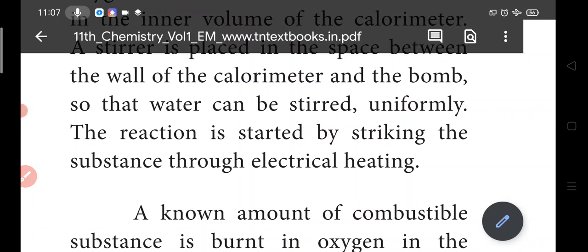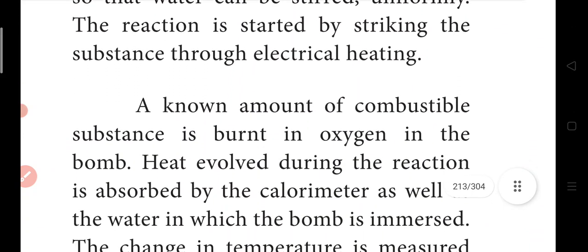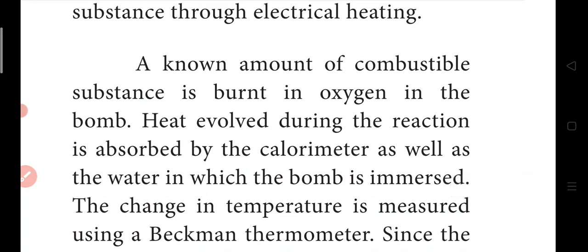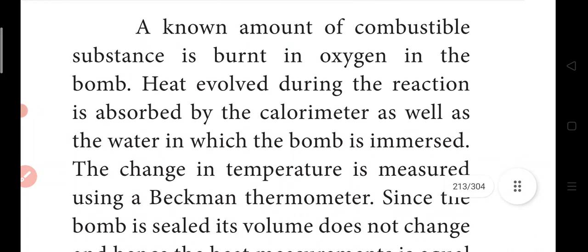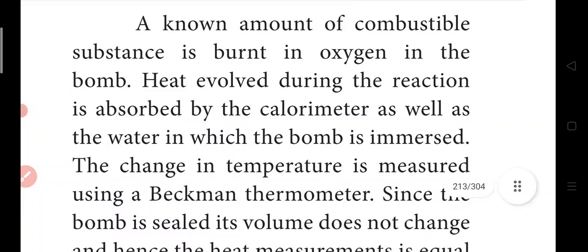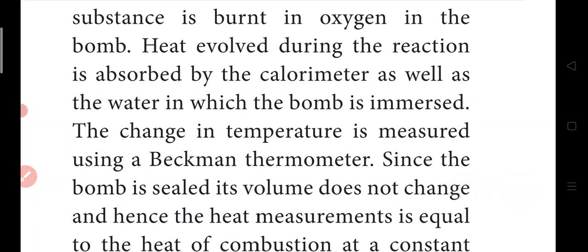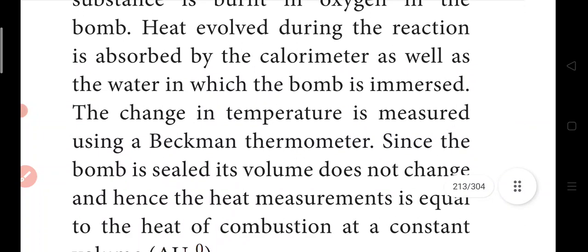So the reaction is started by striking the substance with an electrical heating. A known amount of combustible substance is burned in oxygen in the bomb. So we have to take the known amount of substance. The heat evolved during this reaction is absorbed by the calorimeter as well as the water in which the bomb is immersed. The substance in the platinum crucible ignites and keeps heating, and all that heat is emitted through the silver steel. The water we filled around it absorbs the heat, so all the heat gets transferred into the water. We can connect a thermometer there and measure it.